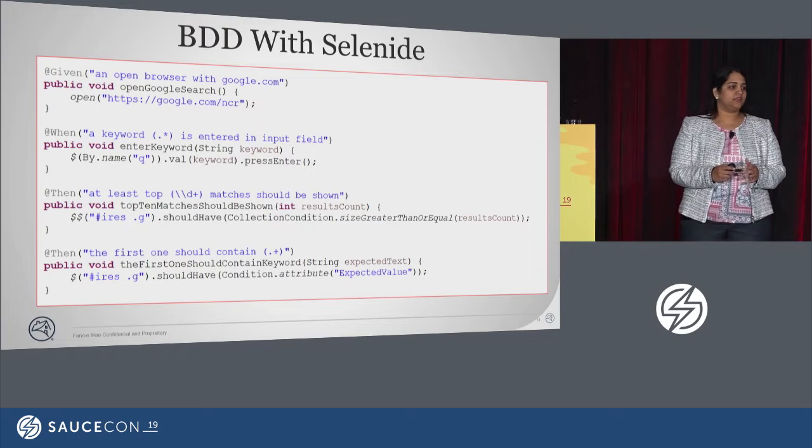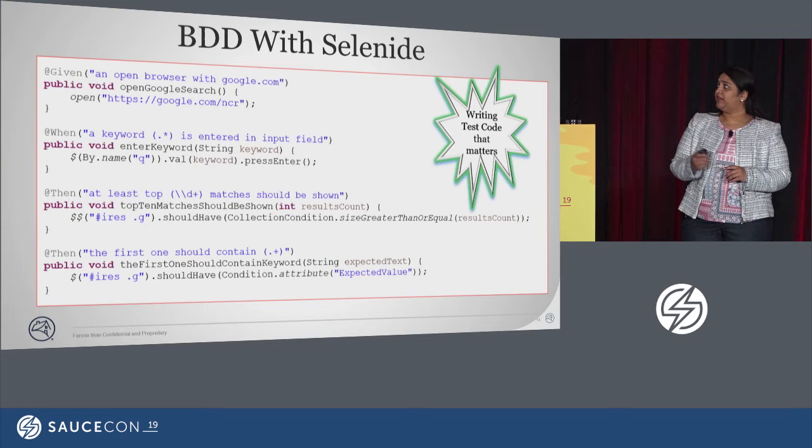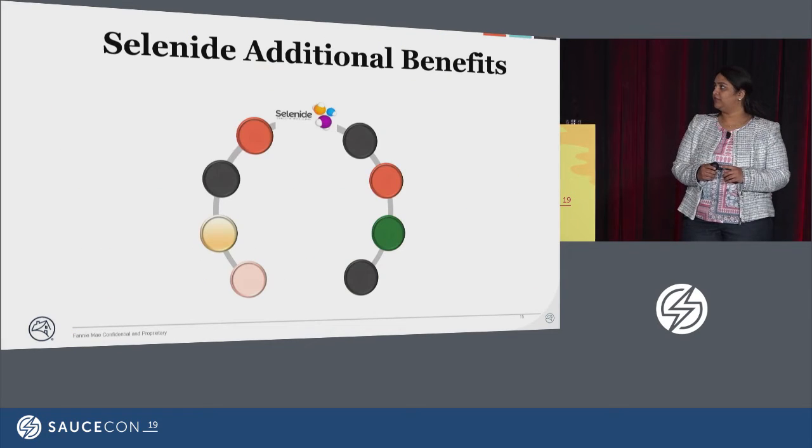When we are running tests in a remote browser, we have to maintain different waits compared to when we run it locally. So having this at a centralized location, it was very easy to make that change. So BDD with Selenide, writing test code that matters is what we achieved.